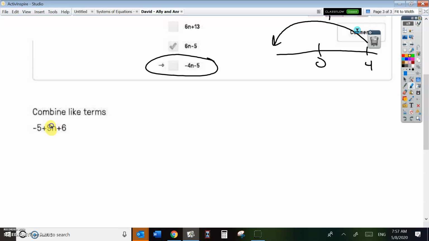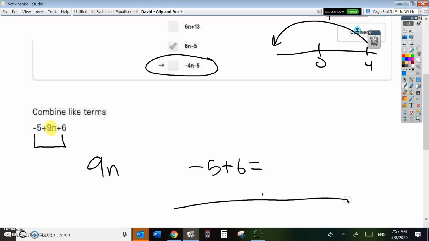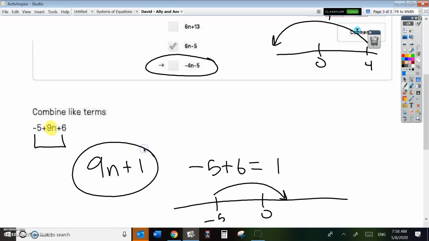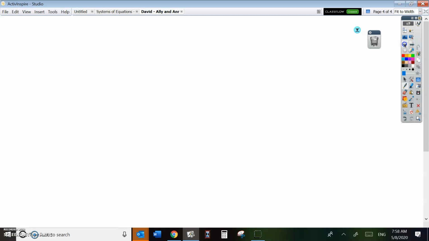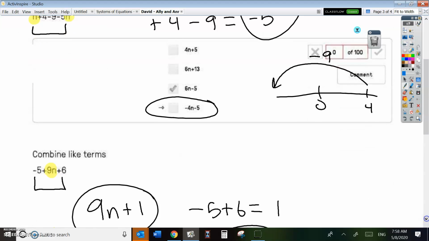This term has an n, and the others do not. So 9n, you can't do anything else with that, but you can put minus 5 and plus 6 together. Minus 5 plus 6, what does that look like on a number line? Here's minus 5, and here's plus 6. It takes you up to positive 1. Different signs subtract. Take the sign of the larger number, then you'll be exact. I believe that was all of them.